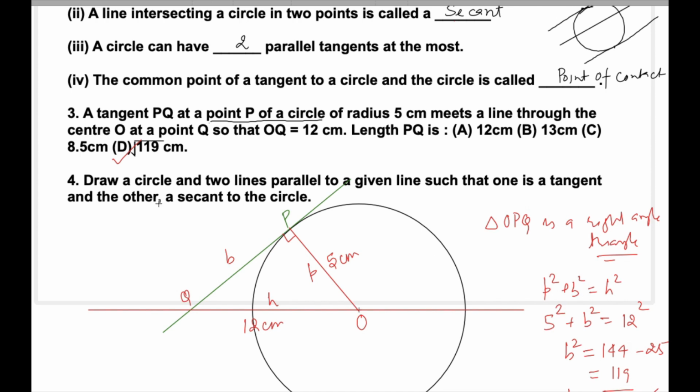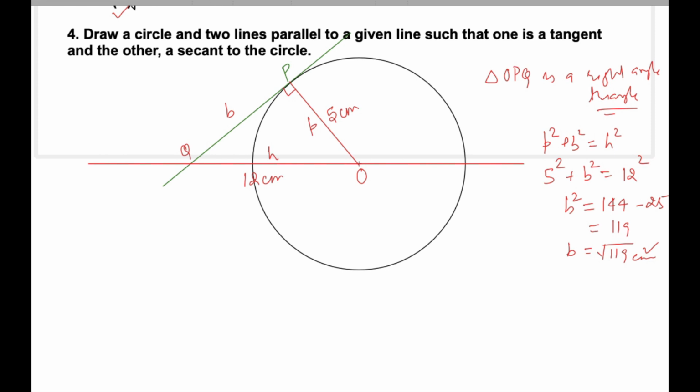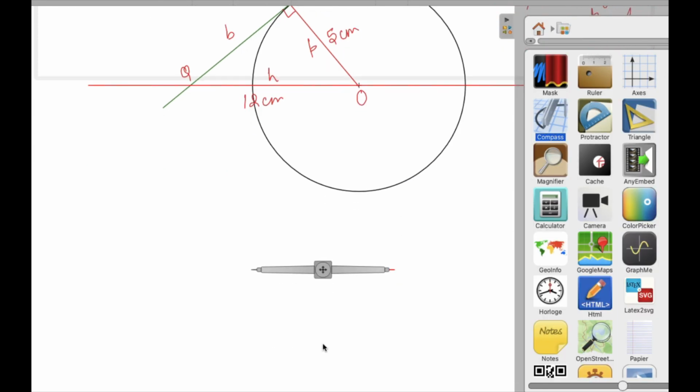Alright. Now we are coming to the last question. It is saying, draw a circle and two lines parallel to a given line such that one is a tangent and the other a secant to the circle. We had just done it here, but let's do it again. So you can just draw a circle and then whatever has been asked, let's do it. Let's draw a smaller circle this time around.